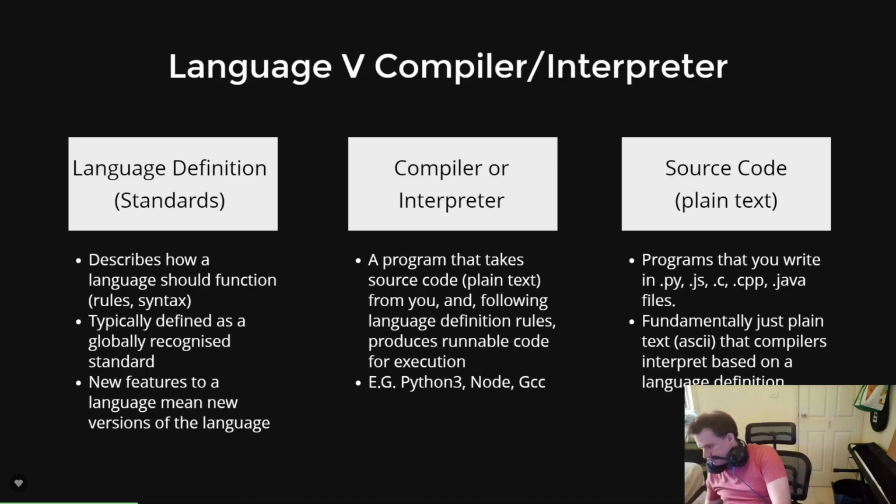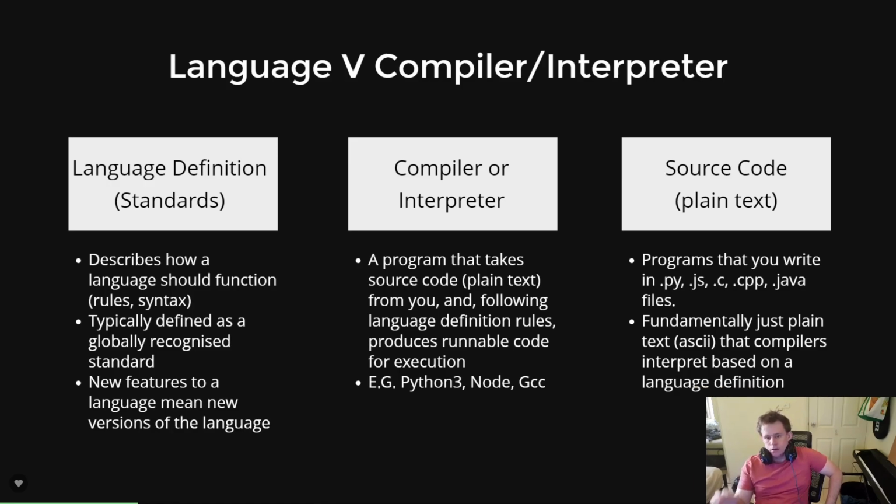Okay, so firstly, this is a bit more conceptual, but we need to understand the difference between three key things. And those things are a language definition, the first one over there, a compiler or interpreter, and source code or plain text.